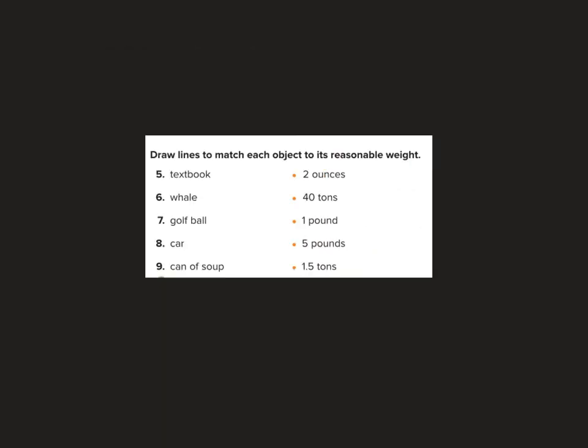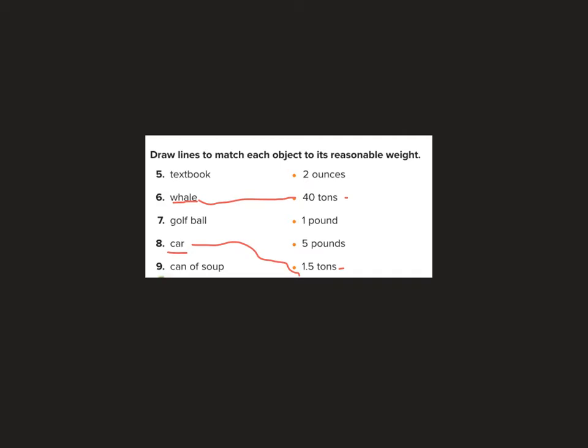Okay, draw lines to match each object to its reasonable weight. A textbook. Okay, a whale. Let's look at the biggest thing. A whale or a car? We've got 40 tons and we've got 1.5 tons. I'm going to go car, 1.5 tons, because that was kind of our thing, a car is about a ton. Okay, a whale is the biggest thing up here. So yeah, a whale is 40 tons? Yikes, that's crazy to think about.